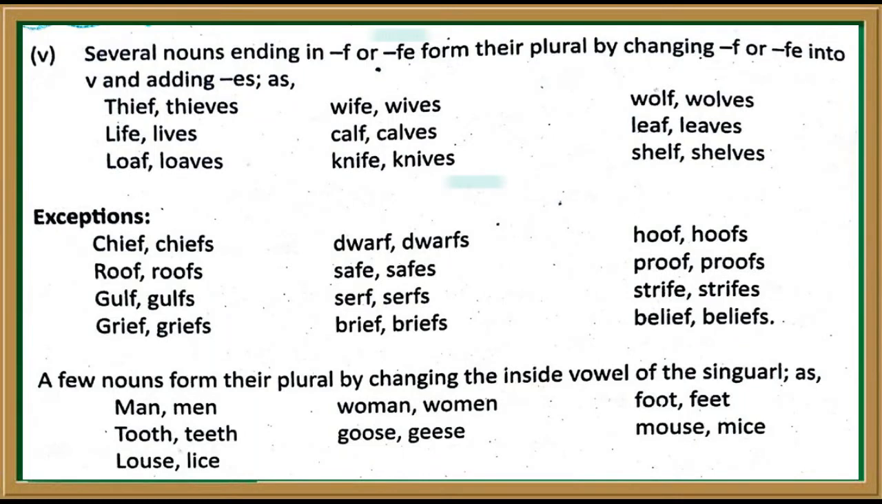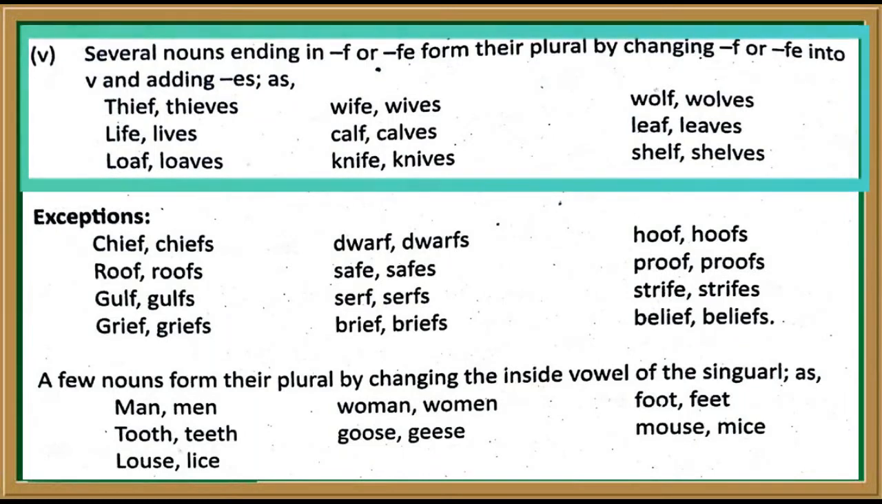Some of the nouns which end with f or fe, you can make the plural by changing f or fe into v, and add es in order to make it plural. For example, thief is a word which ends with f. You can convert the last letter f into v, and add es in order to make it plural. Thieves. Wife, wives. Wolf, wolves. Life, lives, etc.